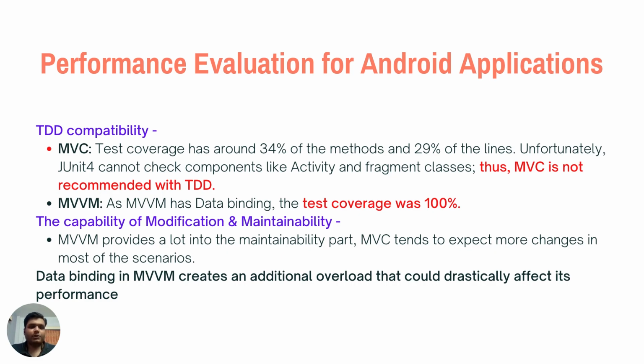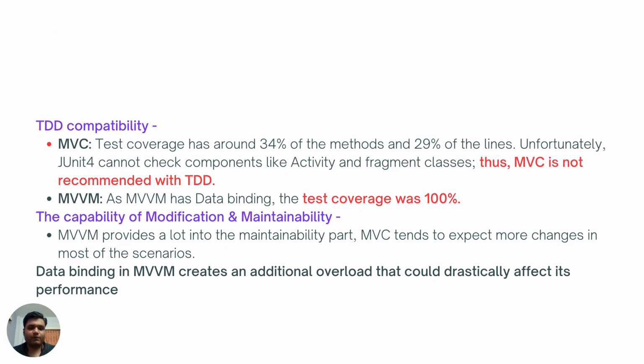And now let's look at the capability of modification and maintainability of your Android application by using these models. So MVVM provides a lot into the maintainability part. MVC tends to expect more changes in most of the scenarios, meaning that if you want to make changes in one layer, you might need to make changes in other layers also. And the data binding in MVVM creates an additional overload that could drastically affect its performance. So MVVM is kind of a little bit heavy architecture as compared to MVC.